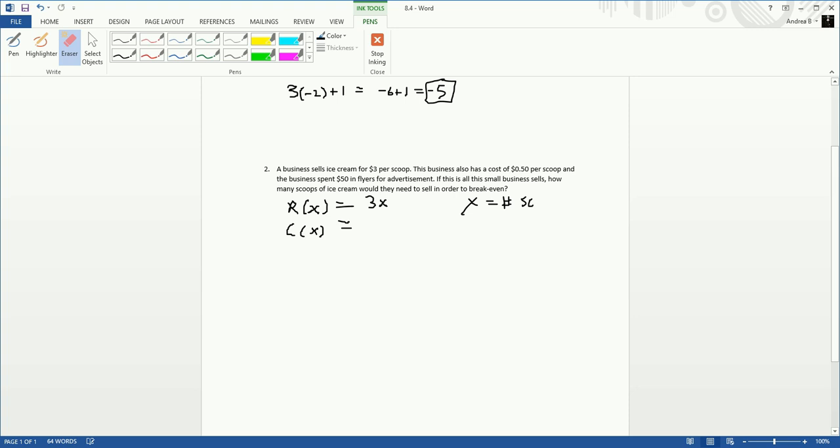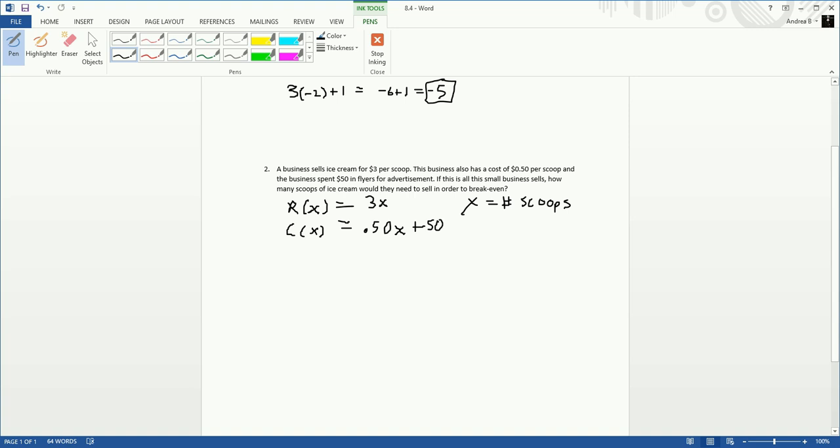And then for the cost, you're going through and looking at what the costs are associated to these scoops. So in this case, we have 50 cents per scoop, and they already spent $50 in advertisement. So here we have this variable cost of 50 cents because we don't know how many scoops of ice cream they're going to sell, plus this fixed cost of the $50. That stays the same no matter how many scoops they sell.